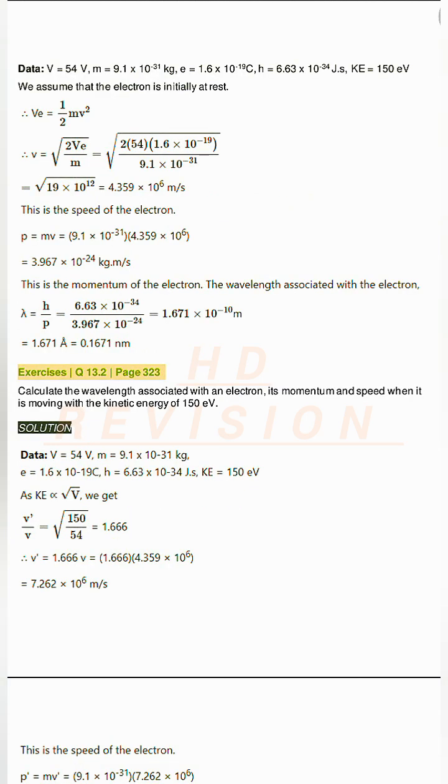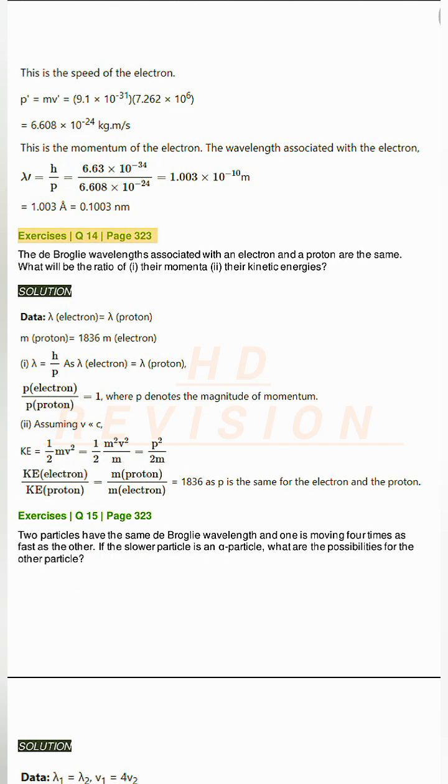Exercises Q13.2, page 323. Calculate the wavelength associated with an electron, its momentum and speed when it is moving with the kinetic energy of 150 electron volts. Solution. Exercises Q14, page 323. The de Broglie wavelengths associated with an electron and a proton are the same. What will be the ratio of I. their momenta, II. their kinetic energies? Solution.